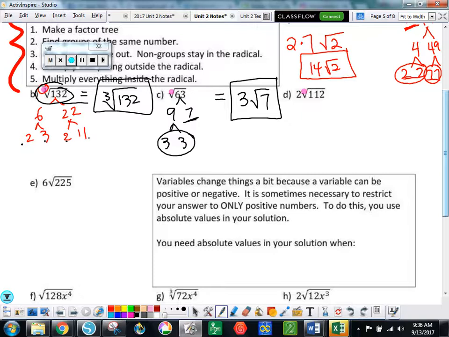All right. Part D. Now this one's very similar. What is this 2 out front? It's 2 just hanging out. It's connected to the square root by a multiply. So you do everything the same. Ignore the 2 for now. Let's break down the 112. On your own, will you break down the 112, decide what comes out, decide what stays in. And then we'll discuss what happens with that 2 in front.